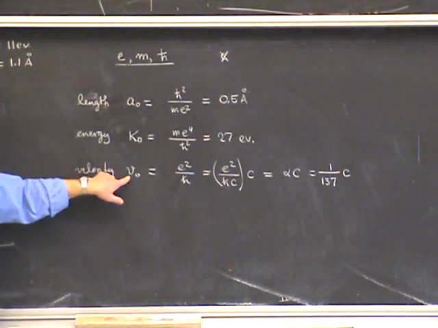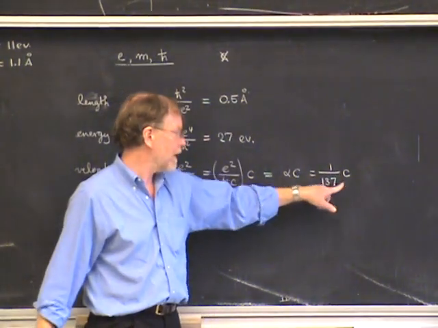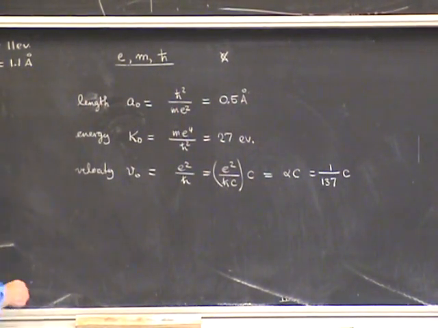So this confirms what I said earlier, that the typical velocity of electrons is small compared to the speed of light. It's less than 1% of the speed of light. It's fast, but it's not relativistic.